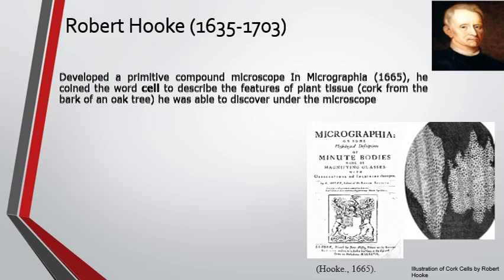Actually, Robert Hooke was an English physicist, and he looked at a sliver of cork through a microscope lens and noticed some pores in it. So he was the first person to use the word cell to identify microscopic structure when he was describing cork in his Micrographia.